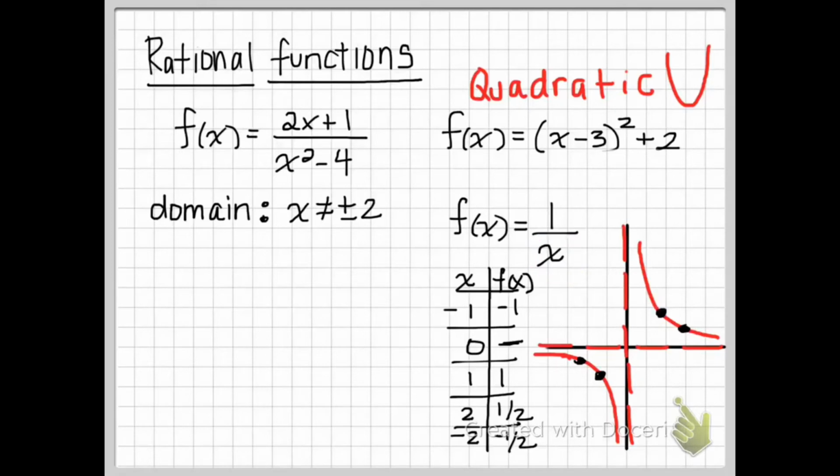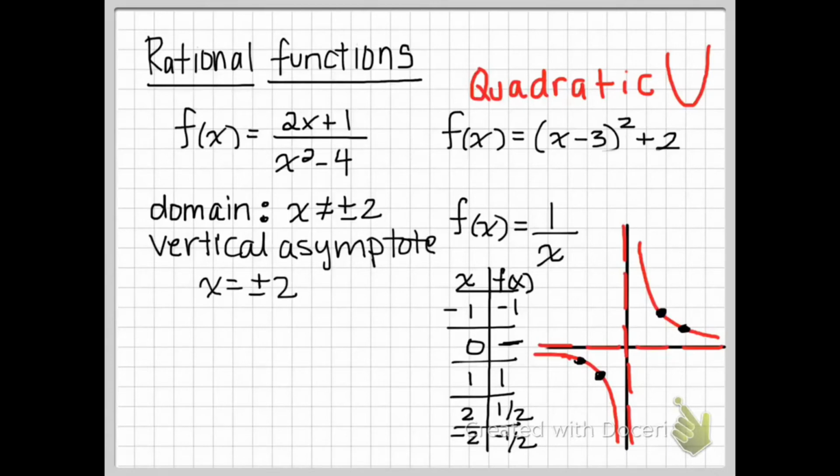Well, how does that manifest in the graph of the function? It manifests here. There's nothing happening at x equals 0. There's an asymptote. So this domain note here is really telling me about the asymptote, and specifically it's telling me about the vertical asymptote. So the domain is giving me the vertical asymptote at x equals plus or minus 2.